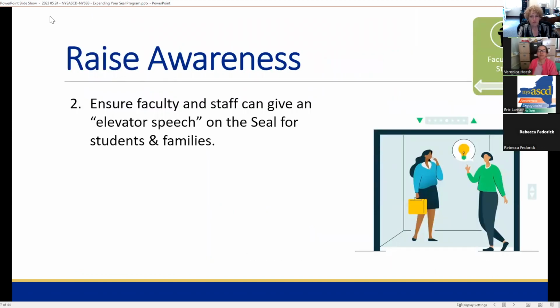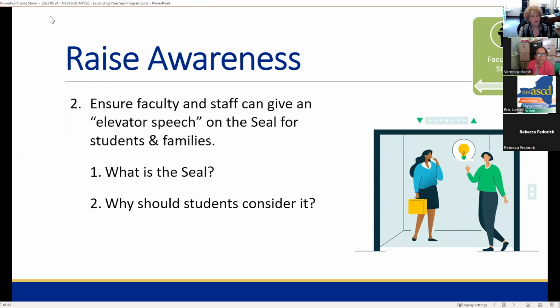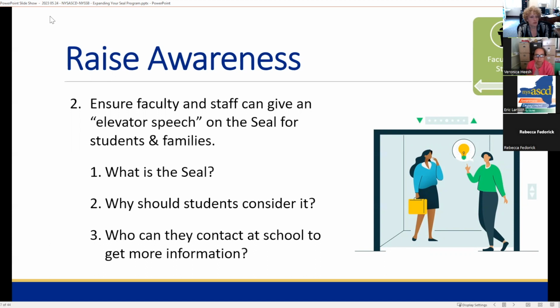Now, one of the goals of the faculty meeting is to make sure that every faculty and staff member can give what we're calling an elevator speech on the Seal for students and families. We want every adult in the building to know a little bit about the Seal so that if a parent or student comes to them as their most comfortable contact, that person can give them the basics of the Seal. Again, you want them to be able to say what the Seal is, why students might want to consider it, and who they can contact at the school in order to get more information.